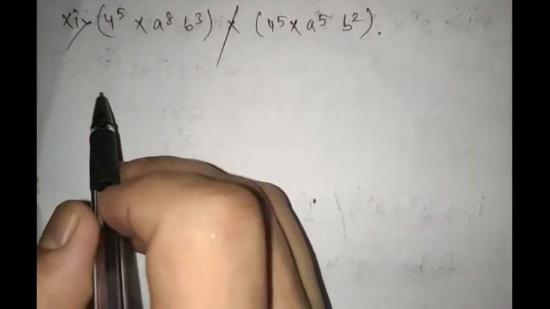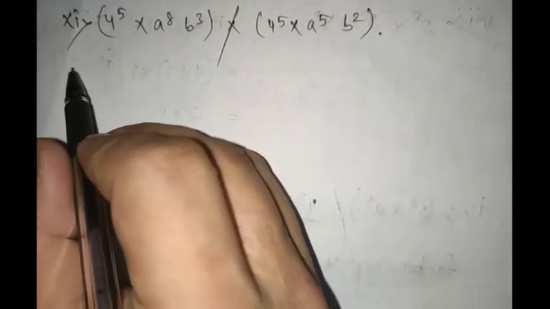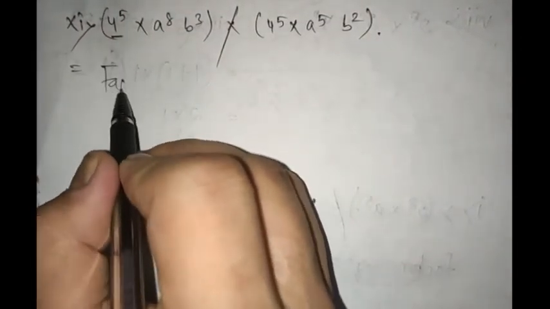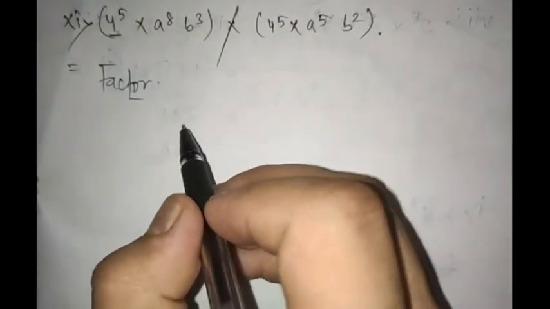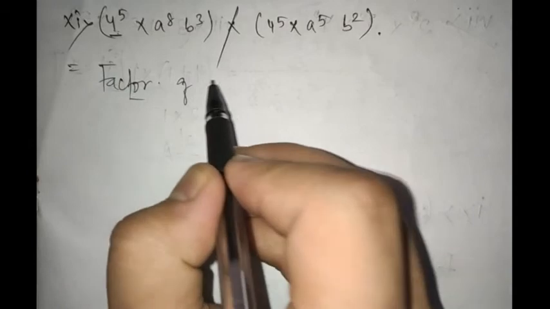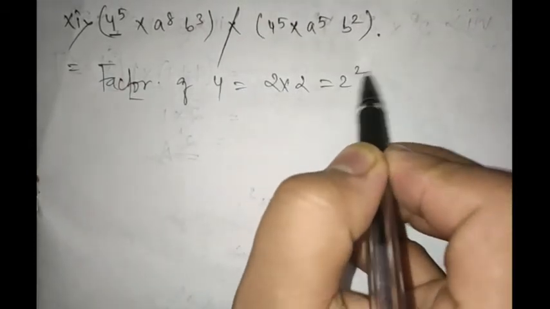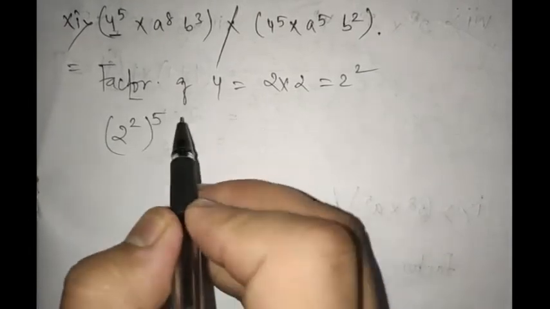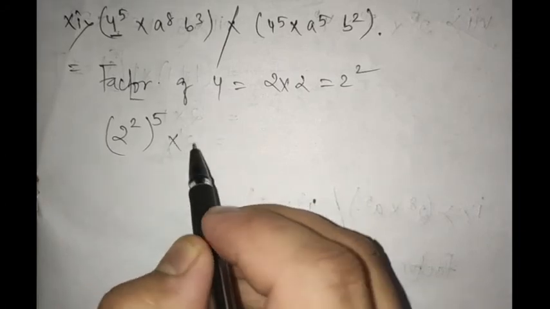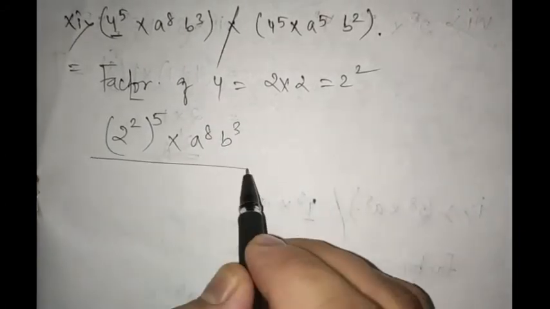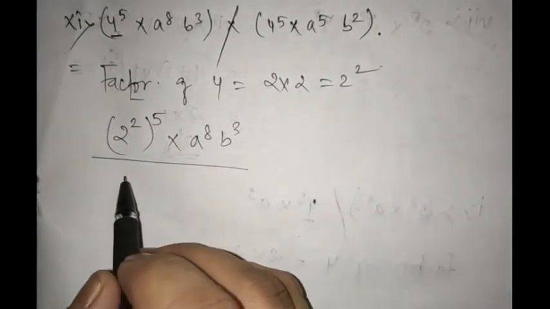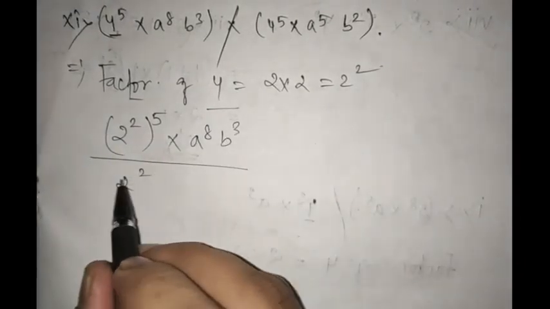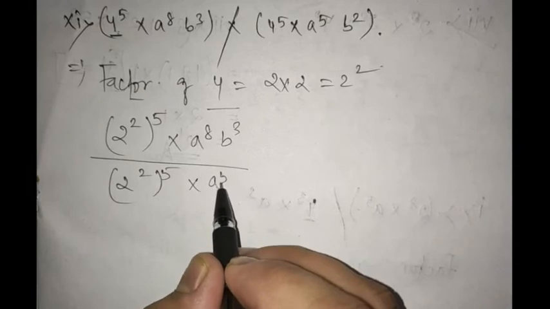Alright student, proceeding forward to the part 11 question of question number 2. Just see, it is not in the prime form, so we will convert the number 4 given here into prime form. The factor of 4 can be written as 2 into 2, which is 2 square. So 4 to the power 5 can be written as 2 square to the power 5, into a to the power 8 b cube, divided by, even this 4 can be written as 2 square, so no need to write the factor of 4 again and again, 2 square to the power 5 into a to the power 5 b square.